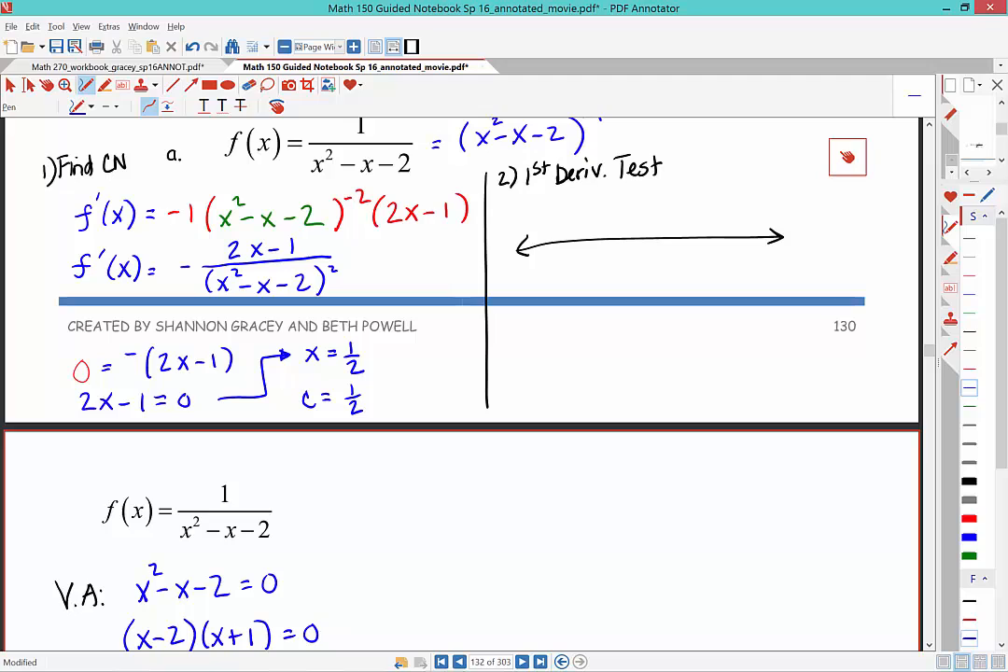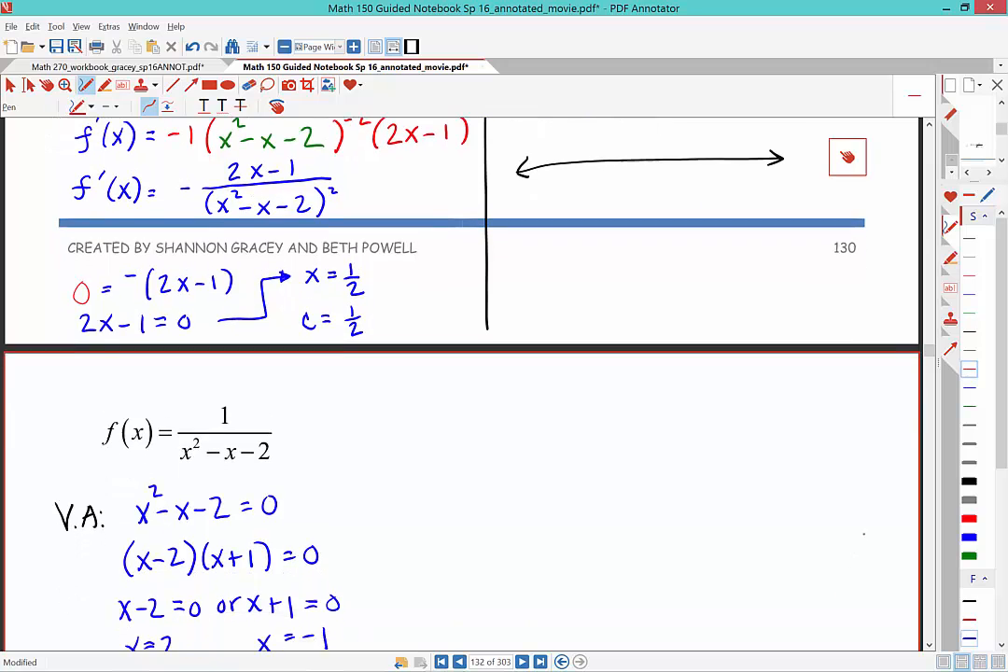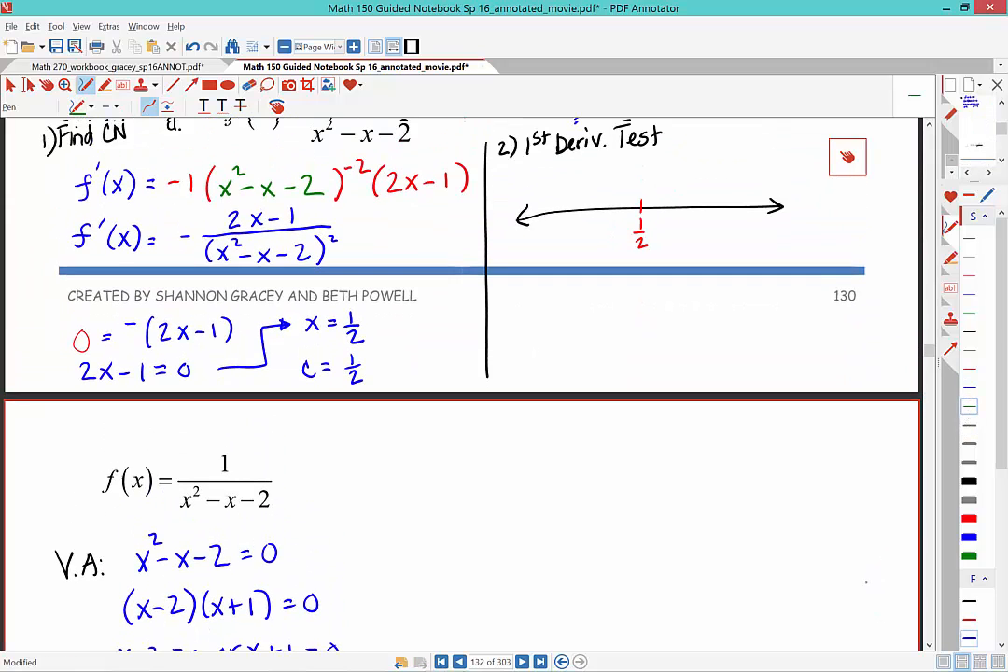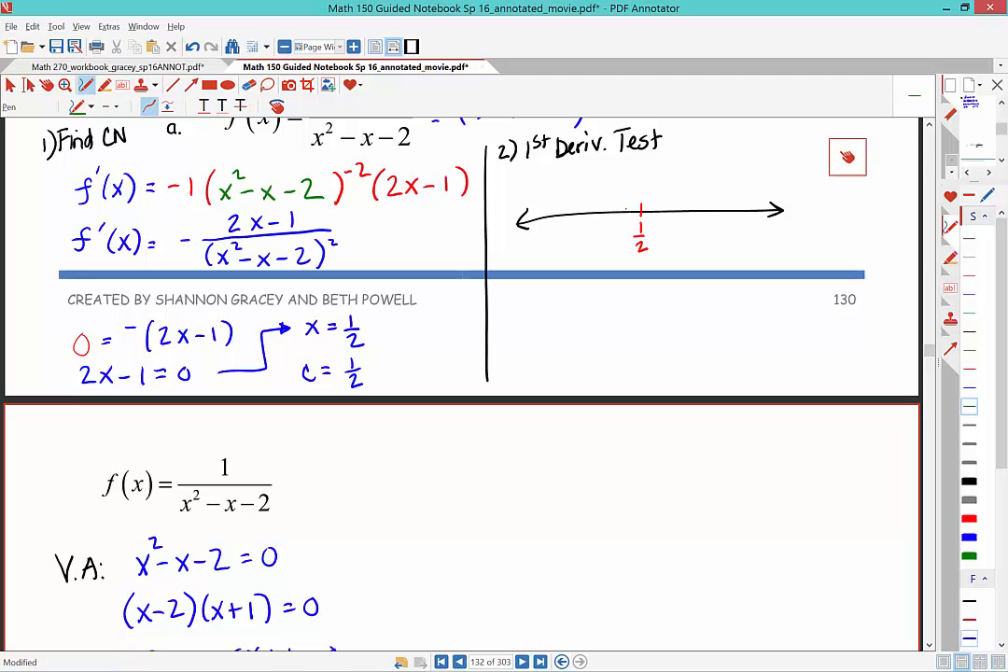So we need to divide up that interval. The critical number was 1/2, and the vertical asymptotes were at x is negative 1 and x is 2. So we have to test numbers in all these intervals. For this one, we may want to make a bigger number line.